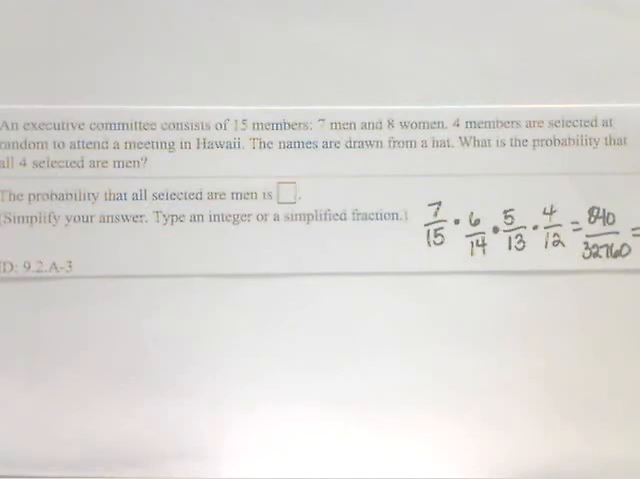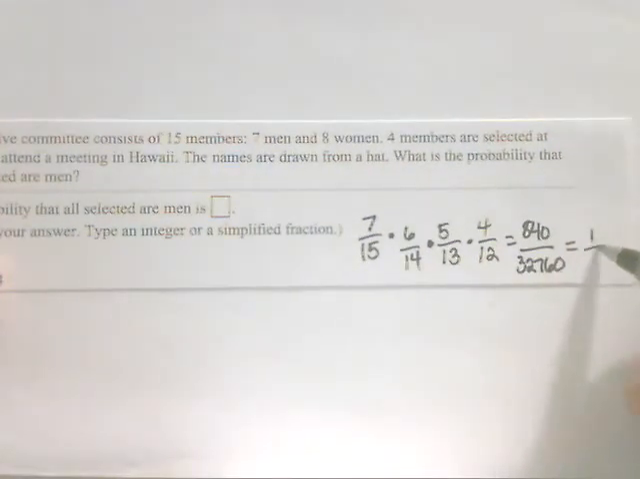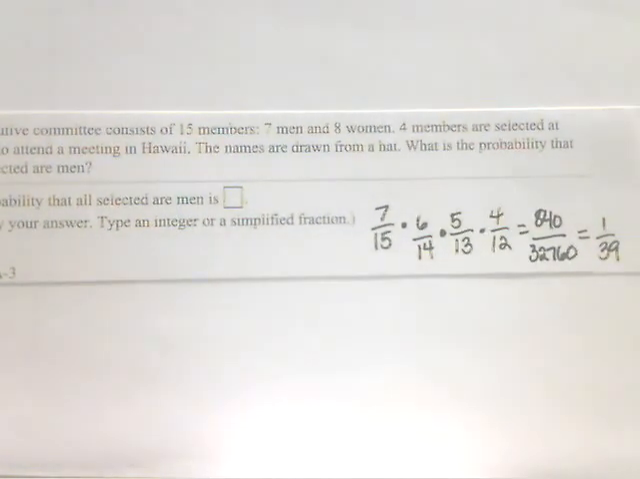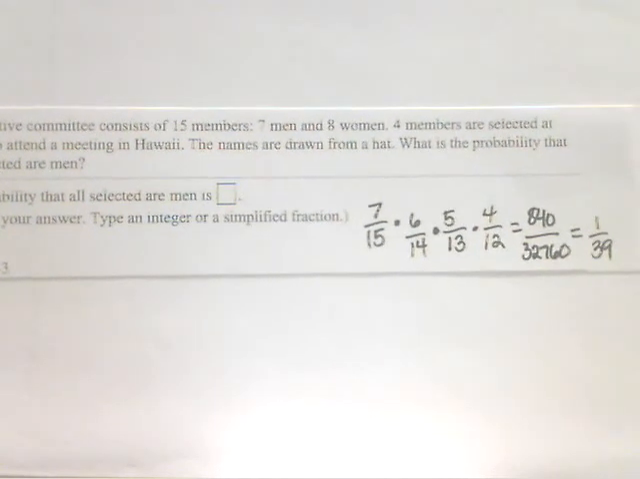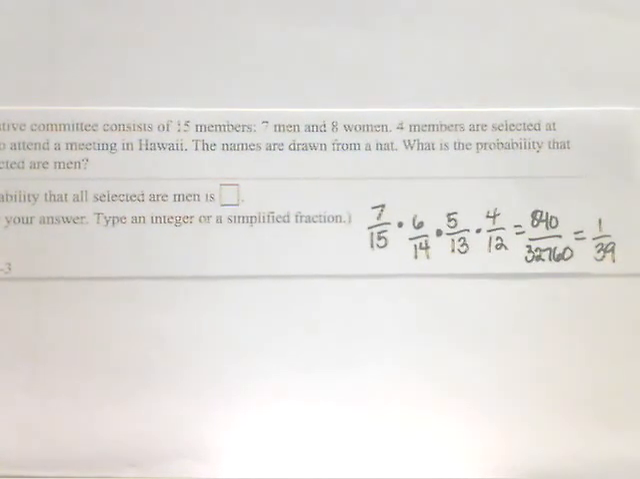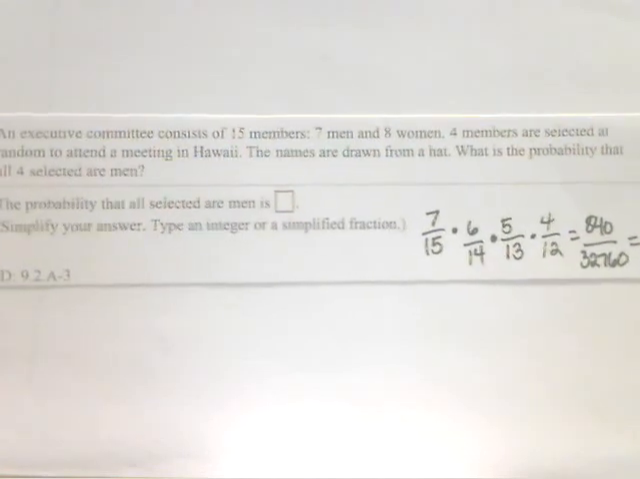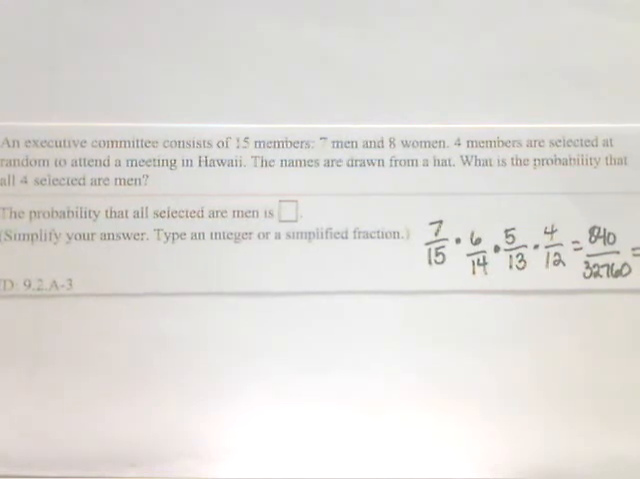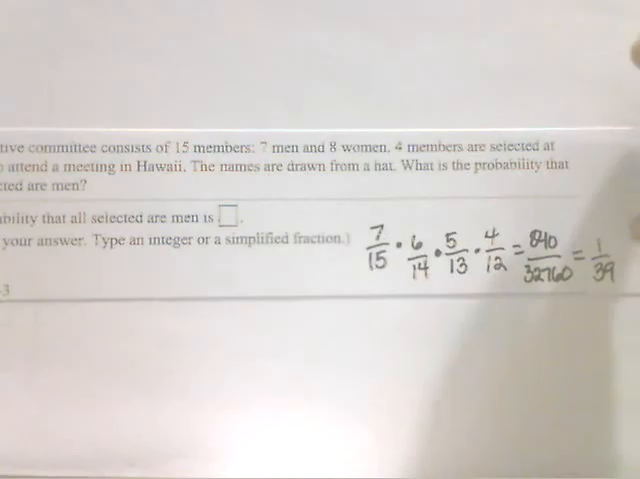And if I reduce that in simplest form, it would be 1/39. Okay. And if you notice, I'm using a calculator, using my TI-83 calculator to simplify this in simplest form. So 1/39 would be the simplified fraction for the probability that all selected committee members are men. Okay. All right, number 4.